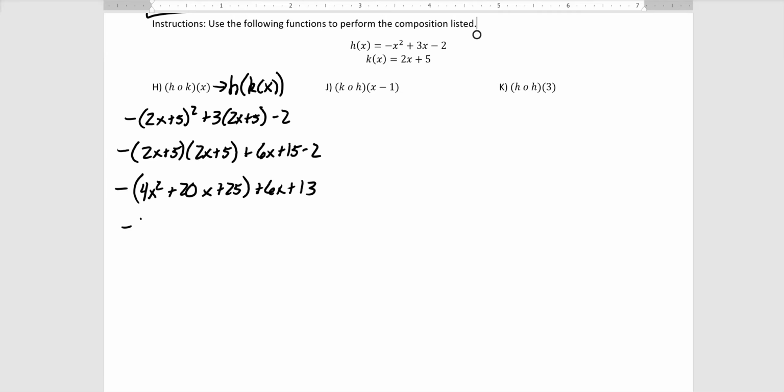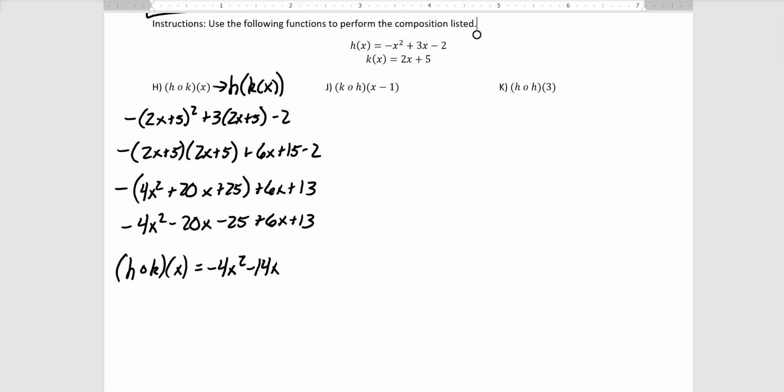So the opposite of 4x squared, the opposite of 20x, the opposite of 25, plus 6x, plus 13. Combine our like terms, and we'll find that h of k of x equals negative 4x squared. Negative 20x plus 6x is negative 14x. Negative 25 plus 13 is negative 12. And there's h of k of x.